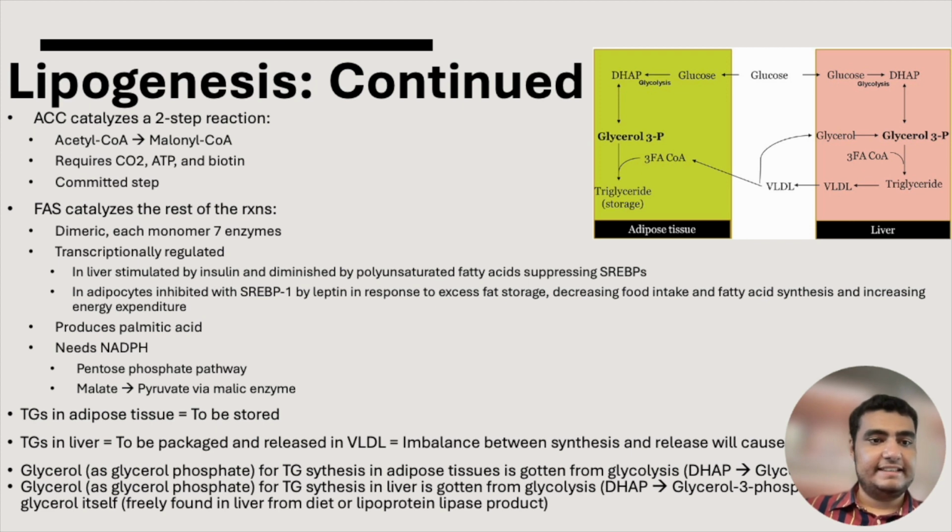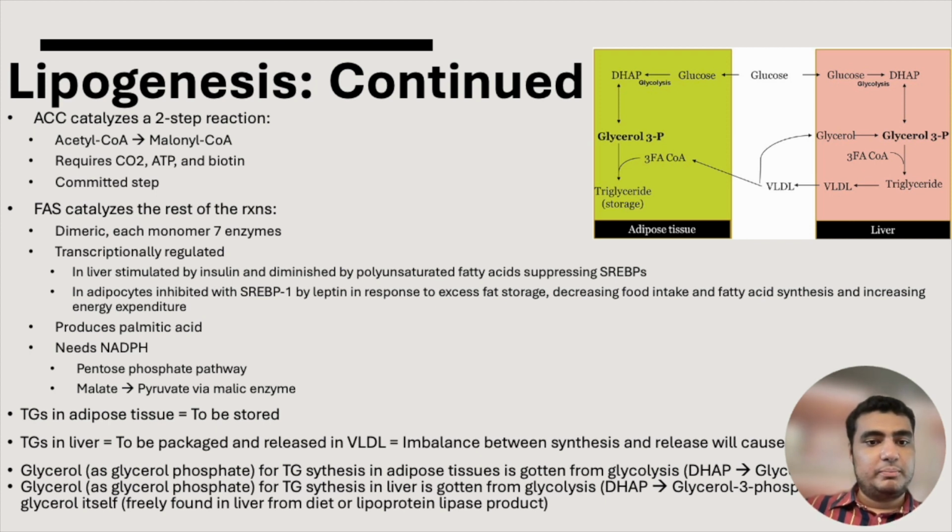Then we have the FAS enzyme, the homodimer we also discussed. And this enzyme is transcriptionally regulated. So what happens is in the liver, FAS is stimulated by insulin and diminished by polyunsaturated fatty acids. Once there is increased insulin in the blood, it can bind to receptors in liver cells, hepatocytes, and this would allow more transcription of FAS.